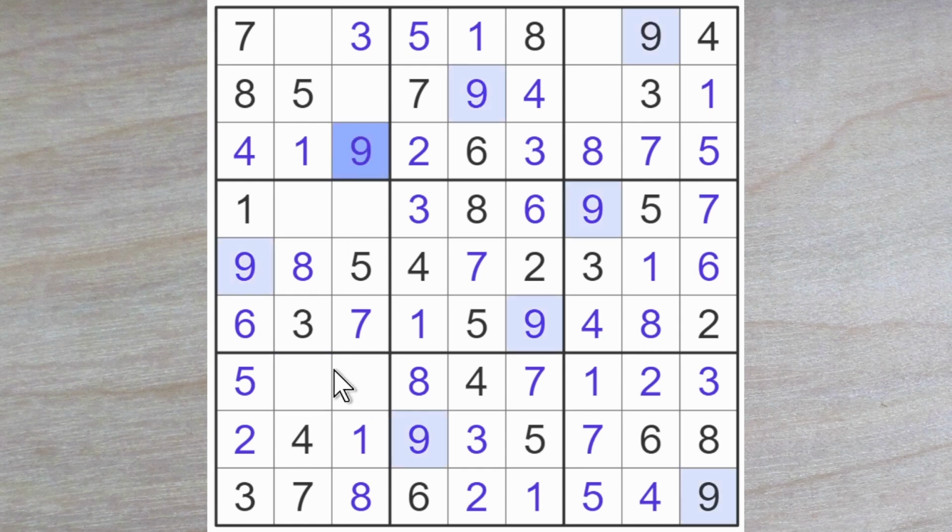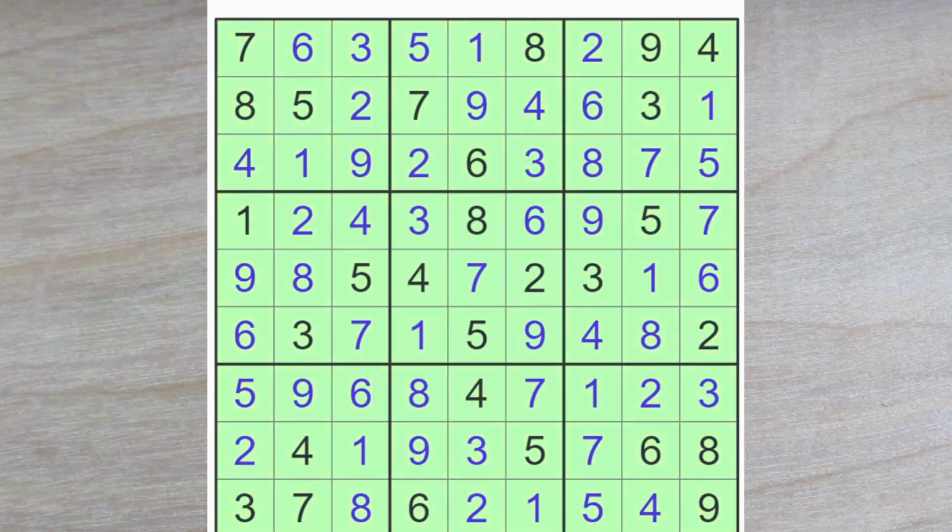We now have this 9 blocking down. So here's a 6, and here's the 9. This 6 blocks up, so now we know that a 6 goes here, and a 2 here, and here's a 6. Here we're looking for a 4. The 4 blocks up, so a 4 must go here, and here we're looking for a 2. And we solved the puzzle.